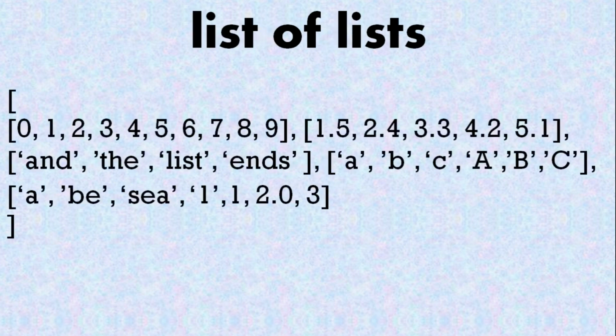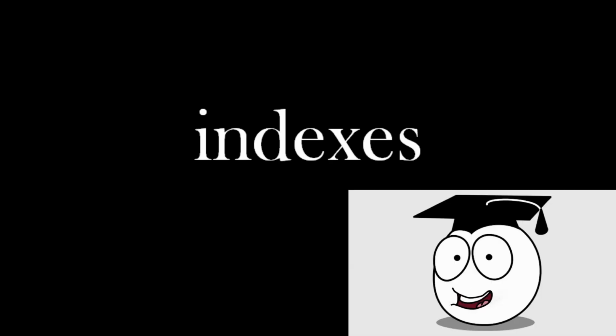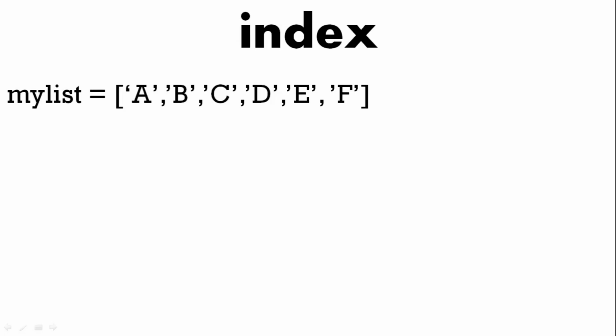The important thing to notice here is lists are in square brackets, and in a list of lists we have all the lists in square brackets surrounded by a pair of square brackets. So what's the catch? That seems a bit too straightforward and easy. So you can access the items, the elements in a list by the index.